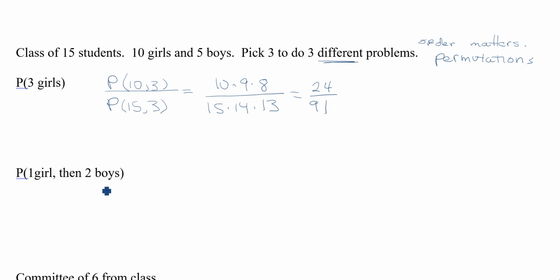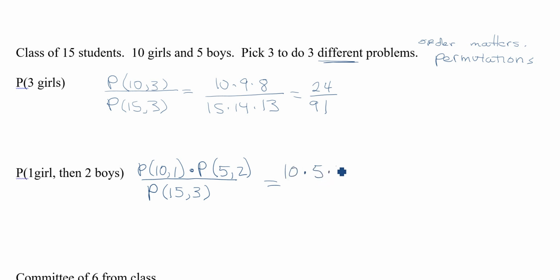Here I want 1 girl, then 2 boys. My sample space will still be the number of ways I can pick 3 students from the 15. For 1 girl, there's 10 girls. I want 1. And for 2 boys, there are 5 boys, and I want 2. So in the numerator, that gives me 10 times 5P2, which would be 5 times 4. And in the denominator, I'll have my 15 times 14 times 13. And this time, when I multiply it out and reduce, I'll be left with 20 over 273.